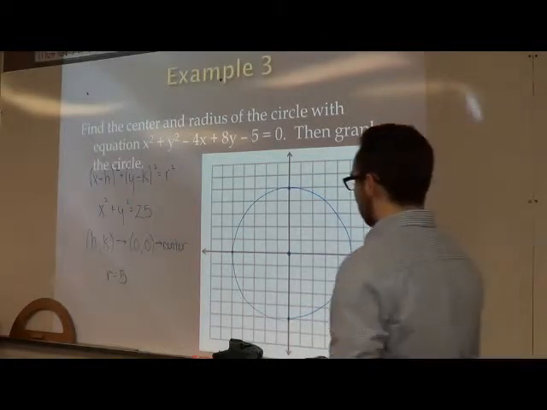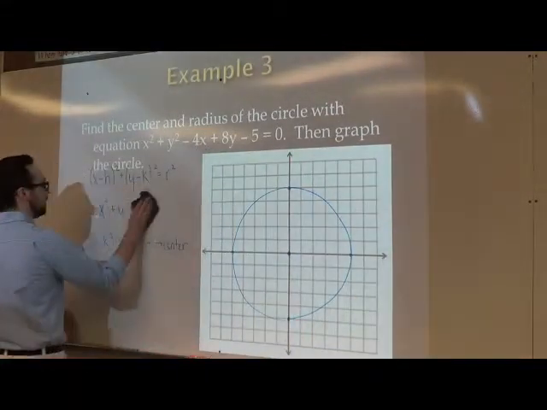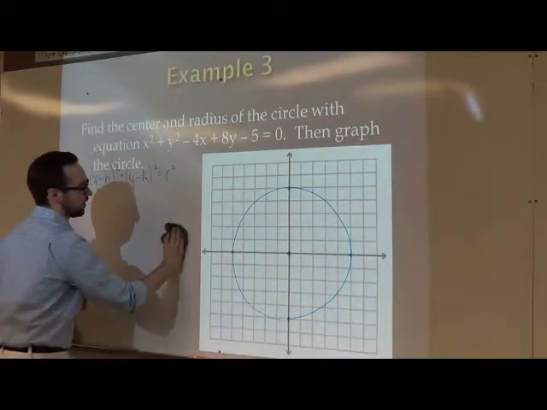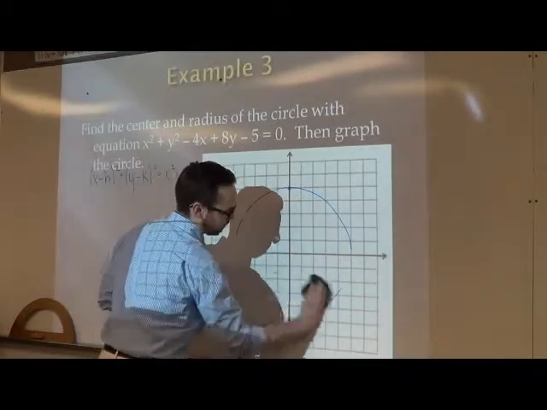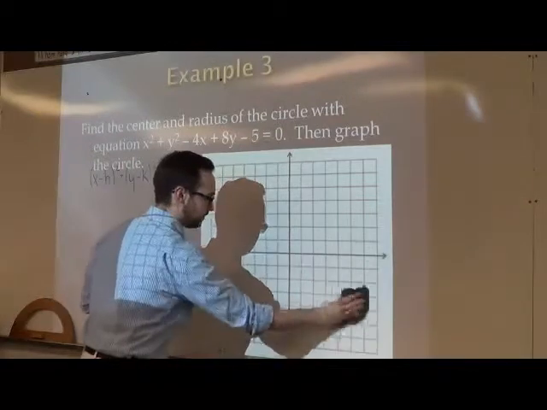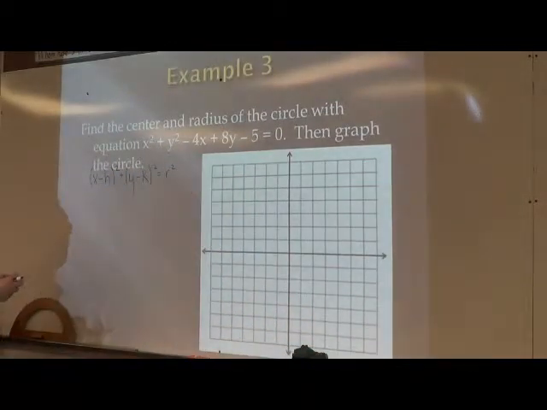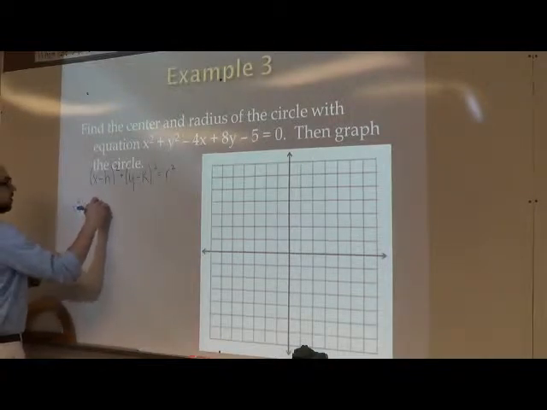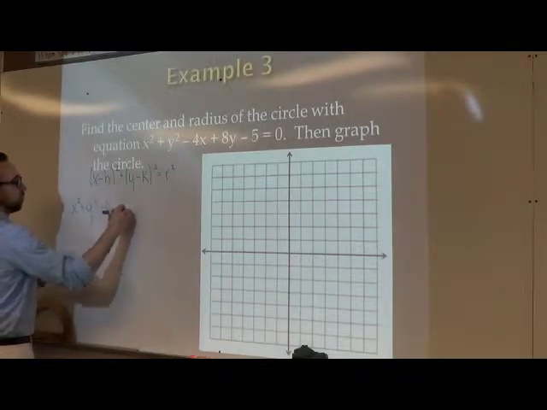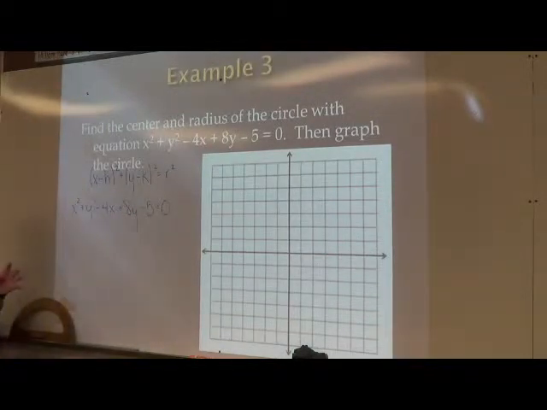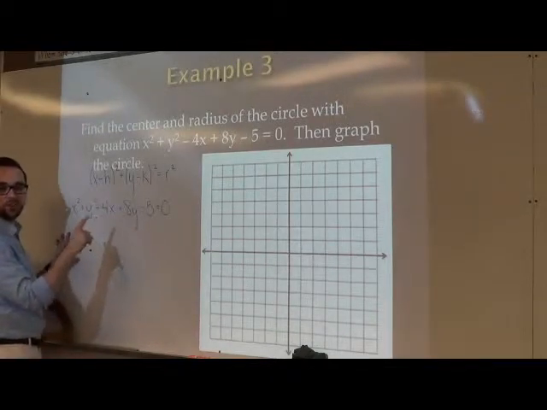Alright, but this time, they gave us an equation that's not in the correct format. So what we have to do then is rewrite it so it's in the correct format. So this is where the tricky part comes in here. So, we have x squared plus y squared minus 4x plus 8y minus 5 is equal to 0. We want to do the same thing we did with parabolas and complete the square, but I have to do it with both x's and y's.